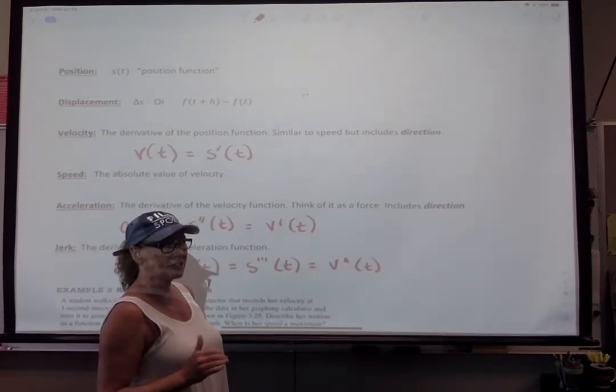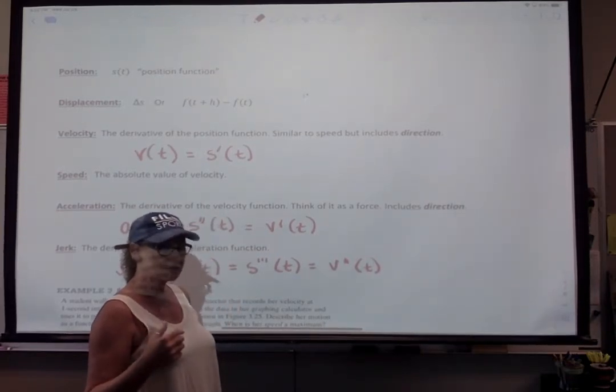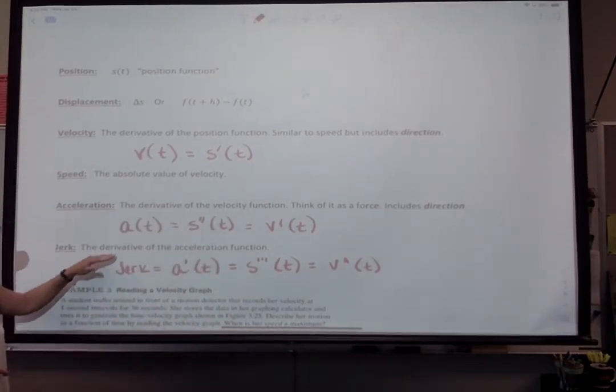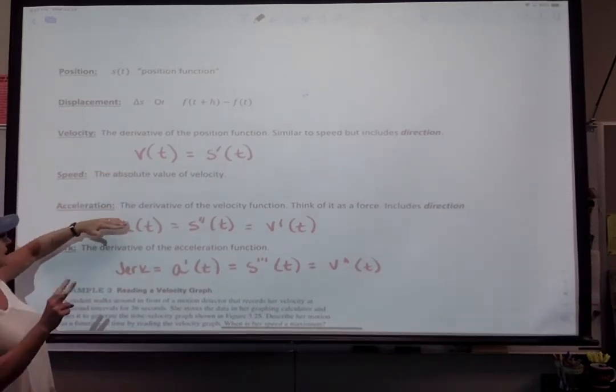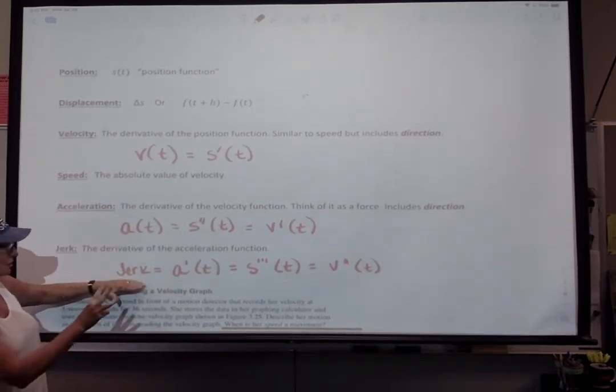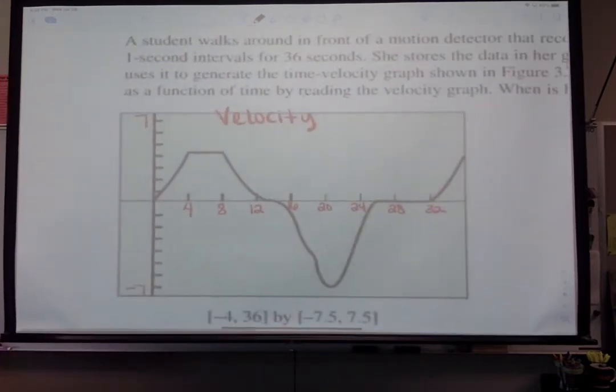When you decelerate too quickly in a car, what happens to your head? It jerks. Huh, nice word for it. So we've got position, first derivative velocity, second derivative acceleration, third derivative is jerk.